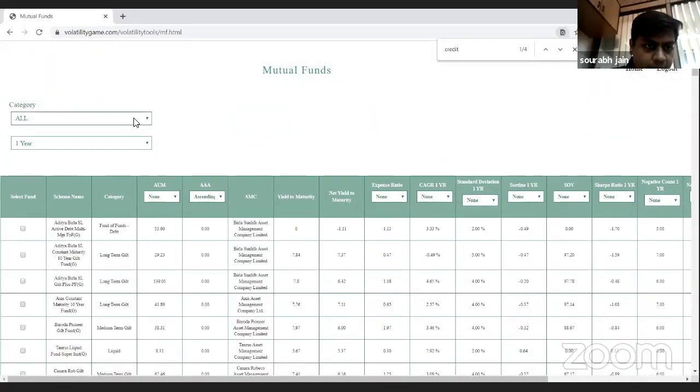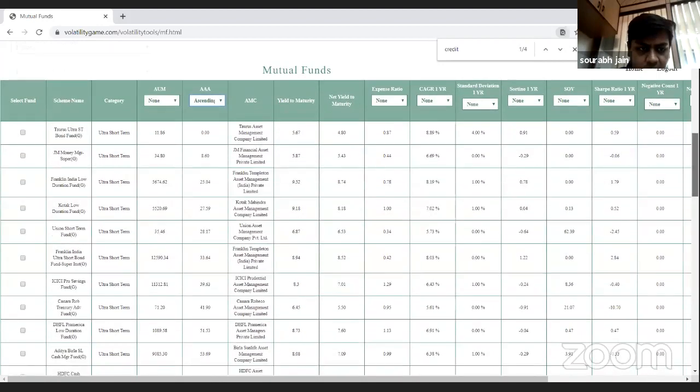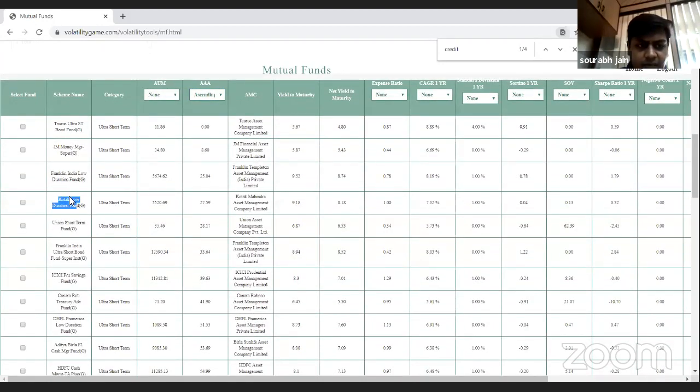Let me just take ultra short term once again and take ascending to descending. So let's take maybe Kotak, Franklin. Even if you look at net YTM minus expense ratio, the returns are slightly higher than a credit risk fund. So why give the client a credit risk fund where the expense ratio is close to 1.8 and 2%? Definitely to us it is slightly beneficial, but we should also look at the client's perspective.